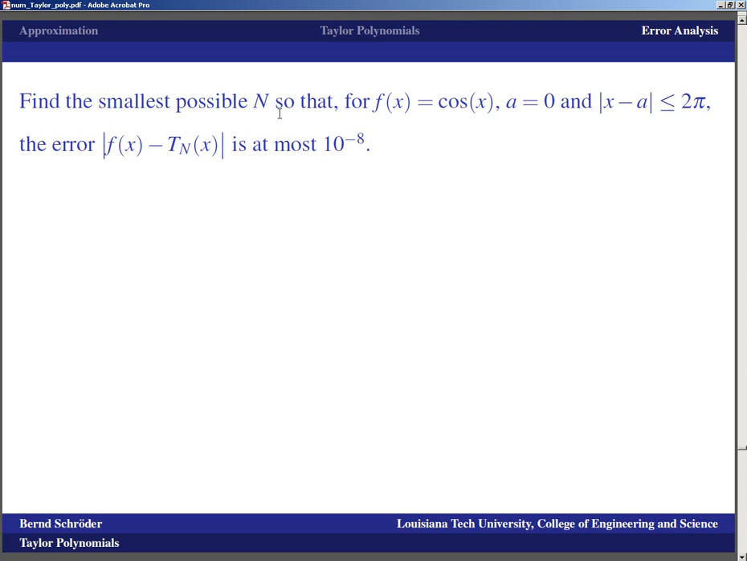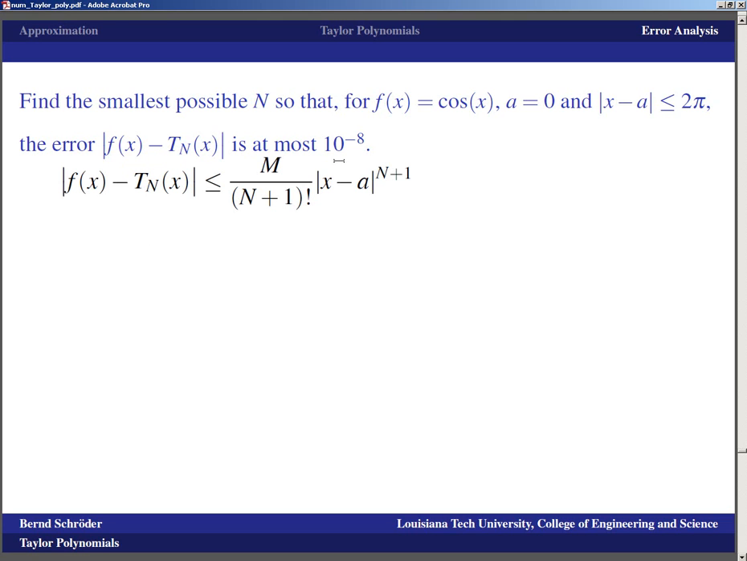So we want to find the smallest possible n, so that for f of x equals cosine x, expansion about a equals 0, and |x minus a| smaller or equal than 2 pi, that's more reasonable than many other things, because of course the trig functions scale in terms of pi. We want to have that the error is at most 10 to the minus 8.